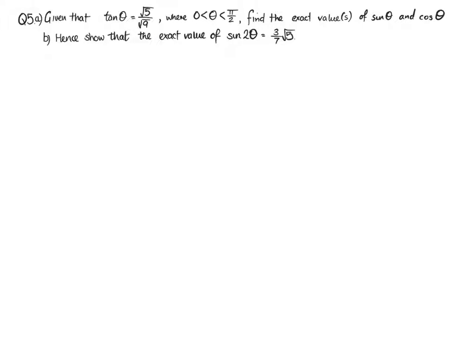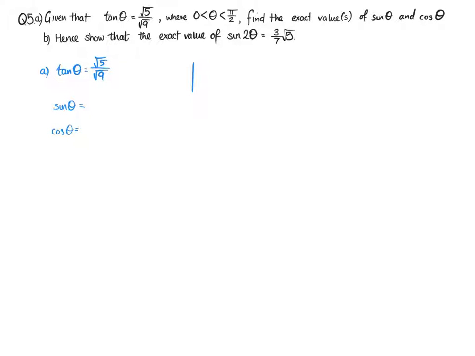Right, so this is going into the halfway mark. It's question 5, there's 9 questions, so we're getting there. So for part A, we've been told that tan theta is the square root of 5 over the square root of 9. We've been told that theta is between 0 and pi over 2, so that's our first quadrant, which is nice for us. So we need to find sine theta and cos theta.